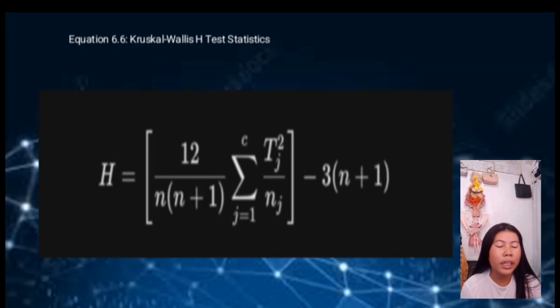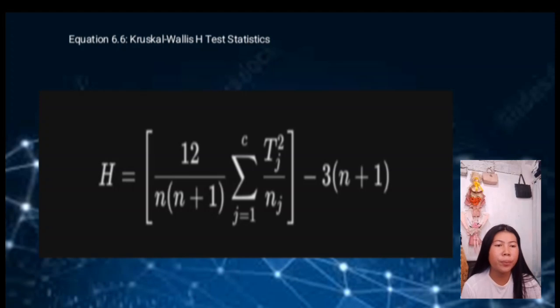So the formula is DF equals C minus 1. For example, C equals 3, which means 3 groups, and DF equals 3 minus 1 equals 2. So the critical value is at a 5% significance level, 0.05, and DF equals 2 because 3 minus 1 is 2. So we just look up the critical value, which is 5.991.